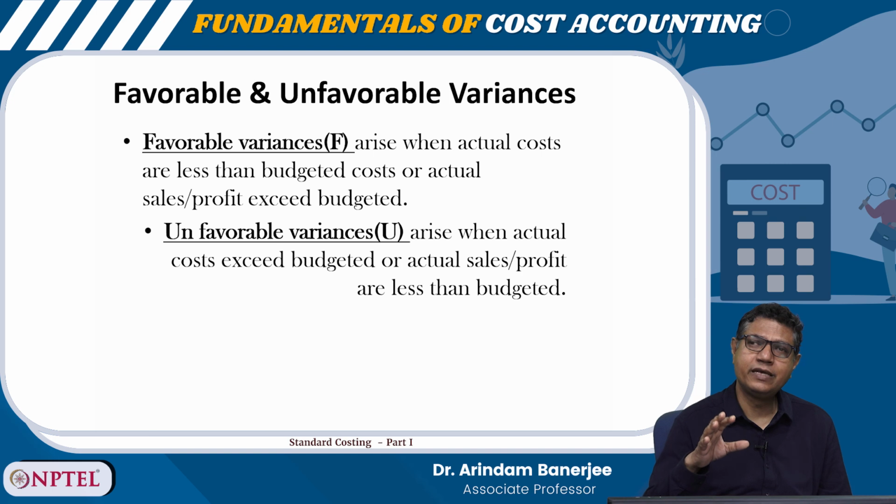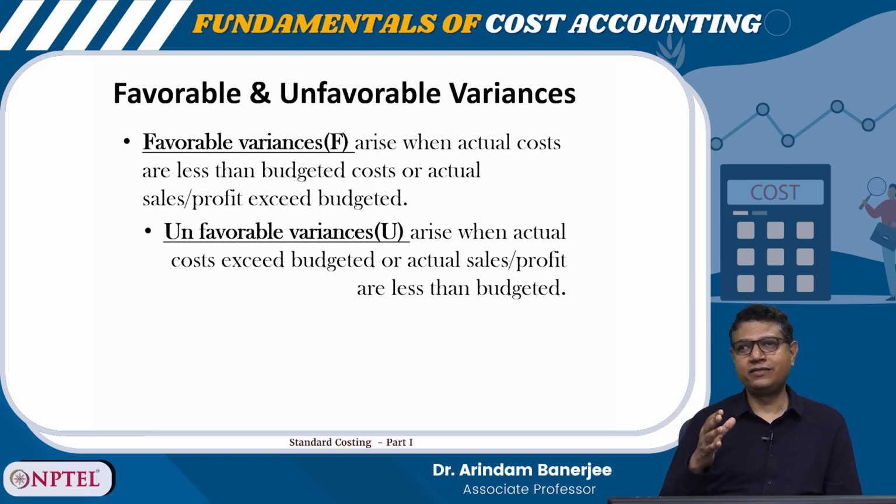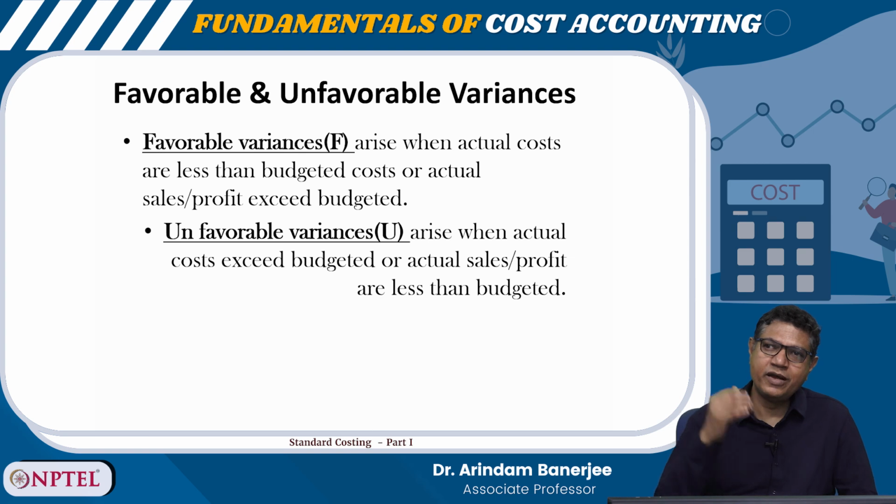And it is not only unfavorable variances that we should take care of. Even a very high favorable variance is not a good sign. That shows that there was some problem at the planning level itself. When we are planning the standards, there itself some issues may be there. So we need to look into that.